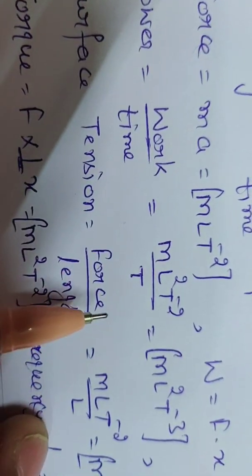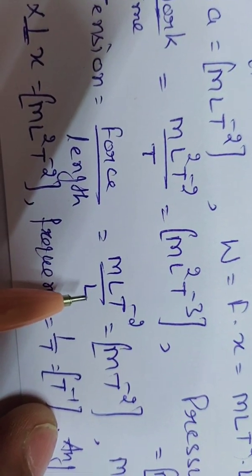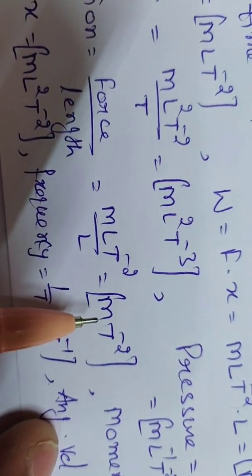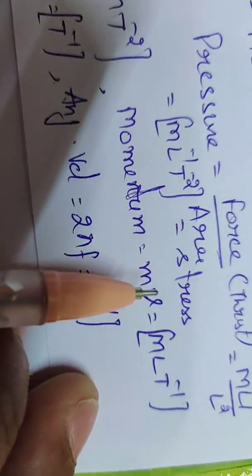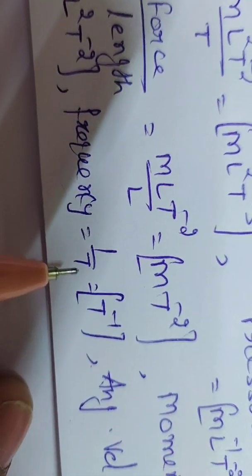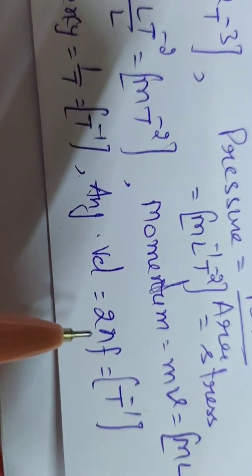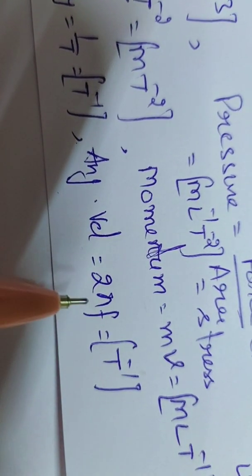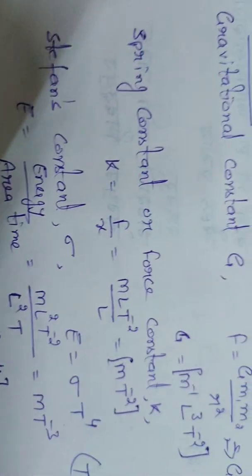Surface tension is force per unit length. Length is cancelled by L, so finally I got the dimensional formula MT^-2. Momentum is mass into velocity, MLT^-1. Frequency is 1 by T, T raised to the power minus 1. Angular velocity or angular frequency is 2 pi f, and 2 and pi do not have a dimensional formula, so it is T^-1. So these were some of the common dimensional formulas.